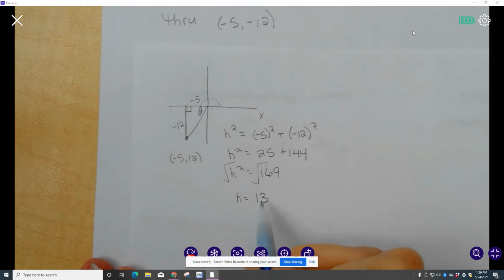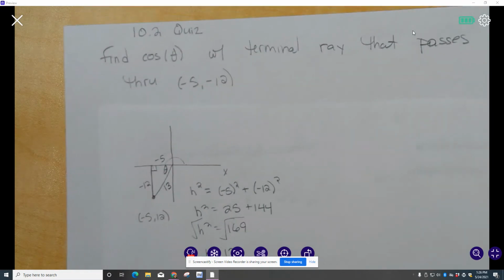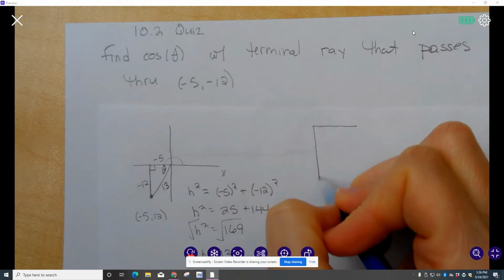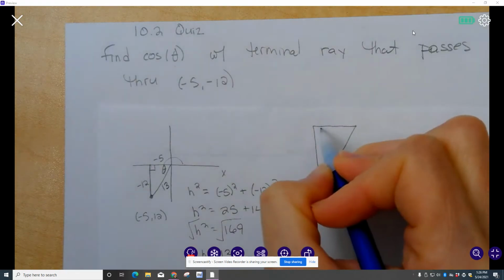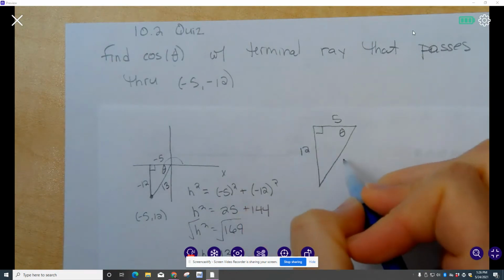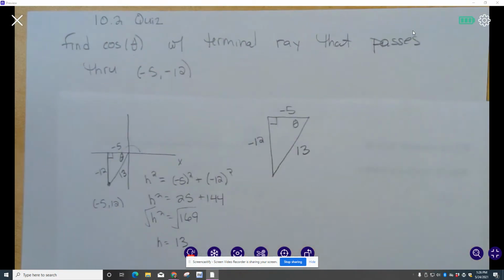Technically I should have a plus or minus in here, because whenever I square root both sides, I should have a positive and a negative answer. But I'm only interested in the positive answer because it's a length. So this side of the triangle is 13. Now you can picture your triangle: right angle, theta, 5, 12, 13. You should probably write those as negatives too, so you remember.